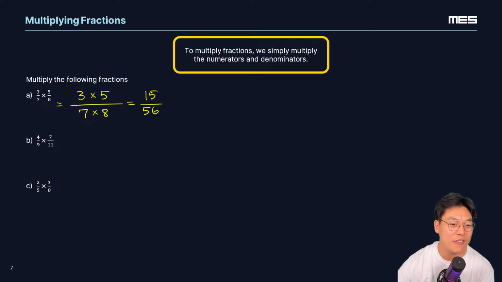Now, between 15 and 56, are there any common factors that we can divide? In other words, cancel. Well, if we look back to what we did, 3 and 5 have nothing in common with 7 and 8. So that's our fully simplified form. Max, I see you. 56. Amazing work. Let's try this next one.